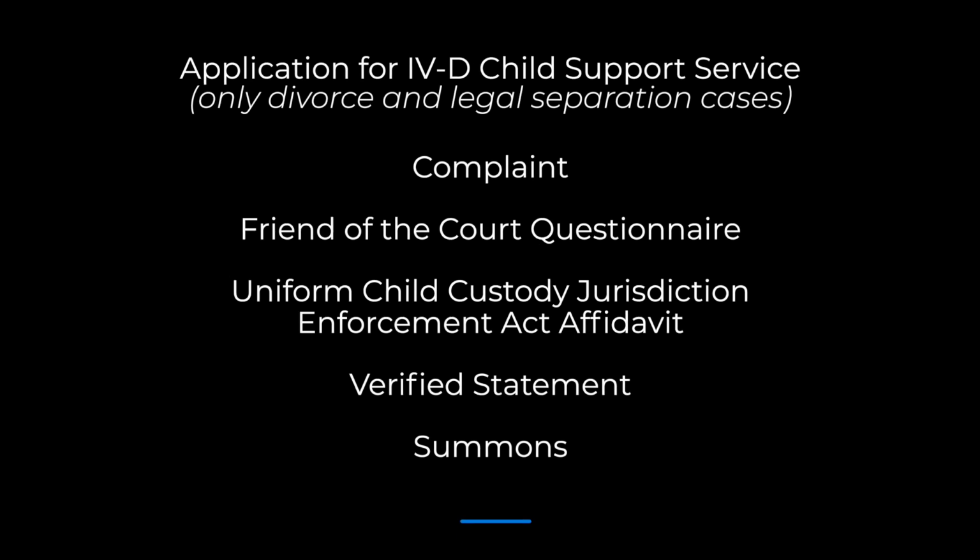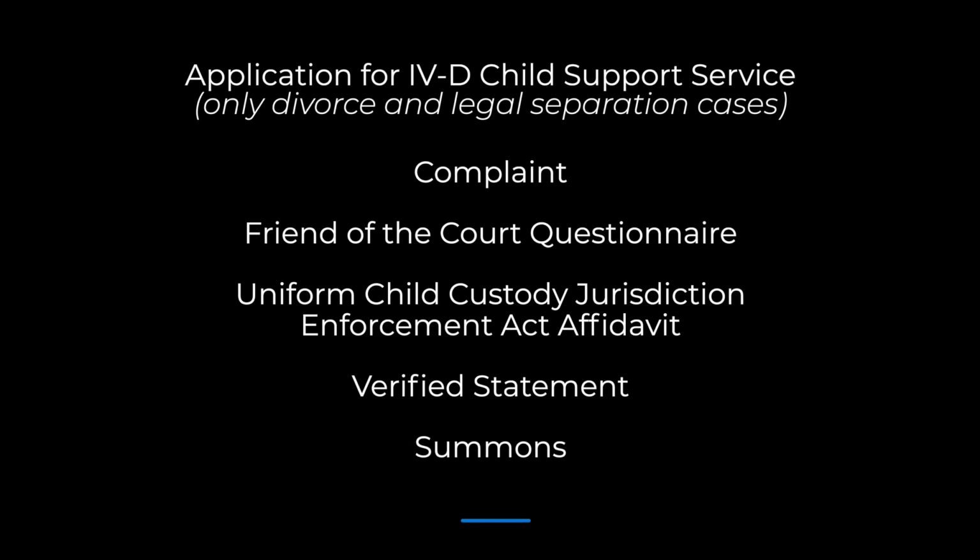Step 2, complete required forms. Complete all of the following required forms. They are available for download at the link below. An application for IVD child support service, only divorce and legal separation cases. A complaint, a friend of the court questionnaire, a Uniform Child Custody Jurisdiction Enforcement Act affidavit, a verified statement, and a summons. Step 3, file forms with the local circuit court. File the forms with the family division of the local circuit court in the child's custodial county of residence.